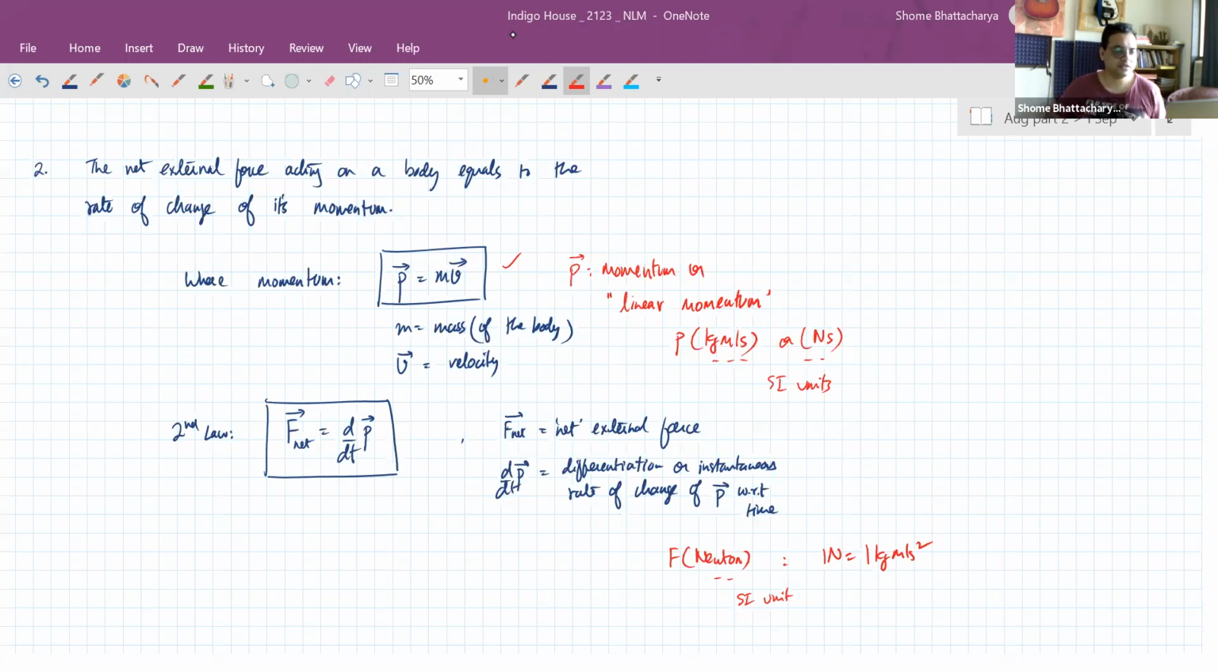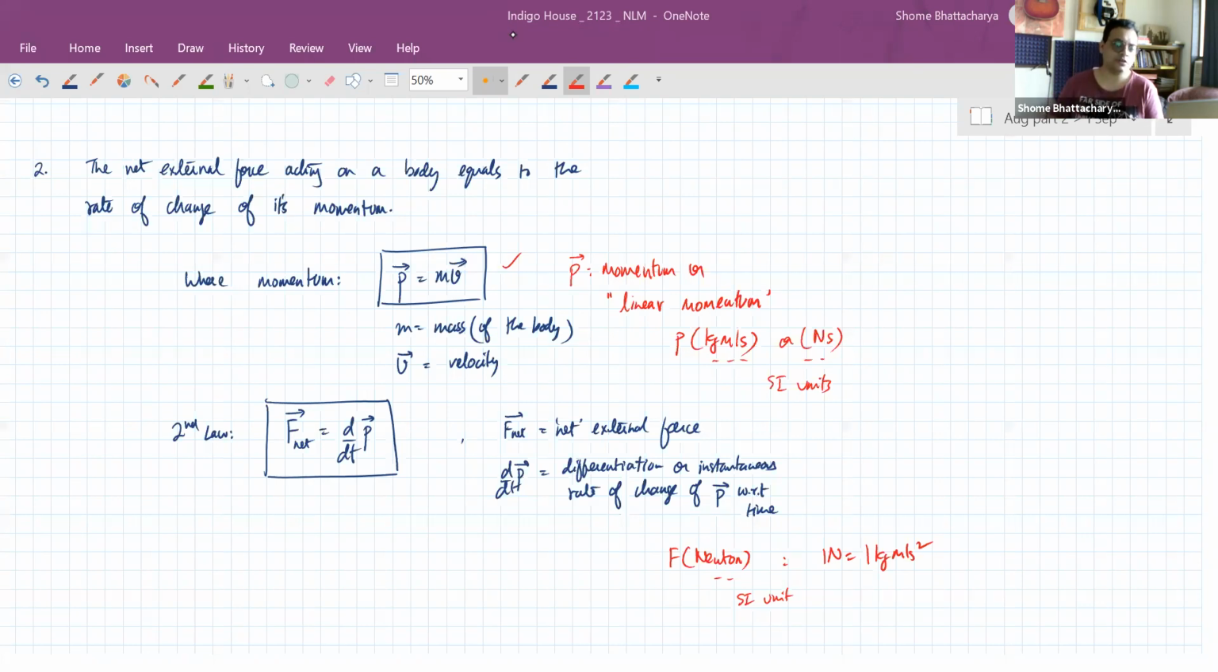As you have rightly stated, Khushi, F is equal to ma is one way of writing Newton's second law, but that will actually come from this broader definition. It will come in a special circumstance where mass is constant. When we are talking about rigid bodies or solid objects, that is always the case.